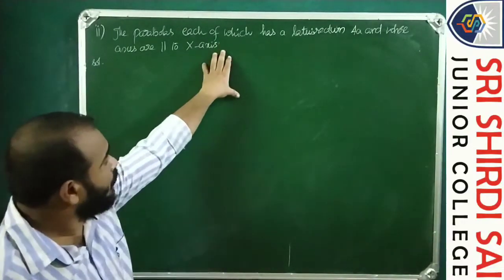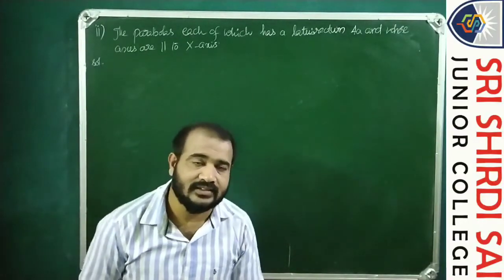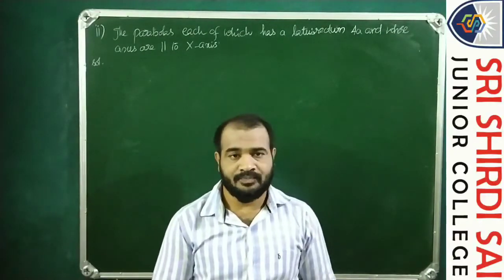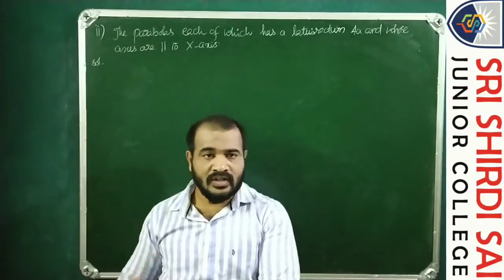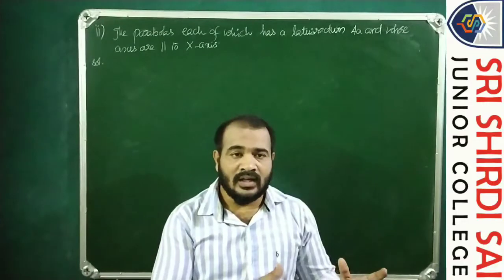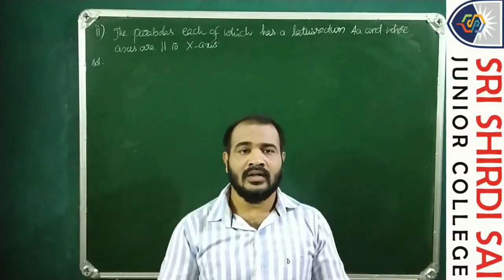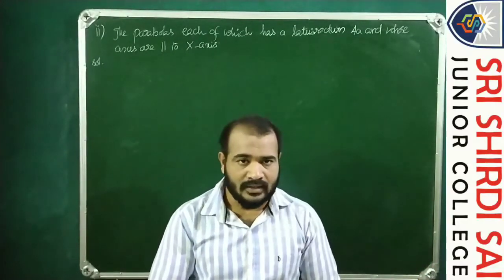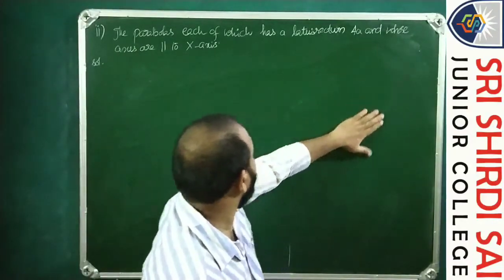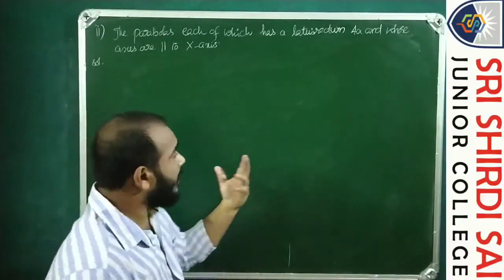The parabolas, each of which has a latus rectum 4a and whose axes are parallel to x-axis. So this is the problem from the parabolas. Prior to this, I request you to watch my videos on the lecture parabola chapter, where I have clearly discussed all the various forms of parabolas. So now the parabolas, each of which has a latus rectum 4a and axes are parallel to x-axis.